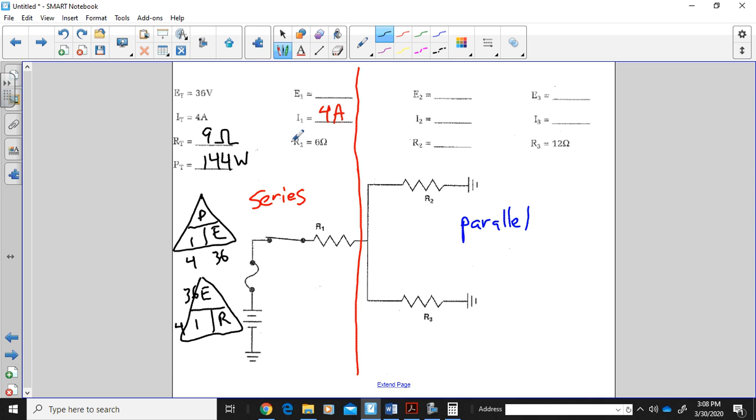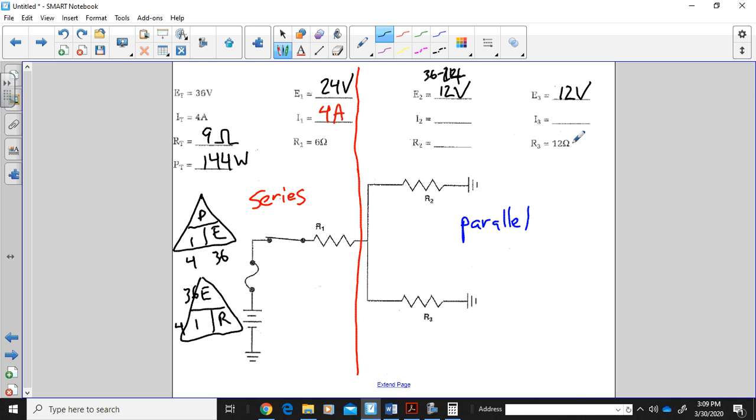All right, so what else do I know? And what else can I calculate? So in my EIR triangle, I can do I times R, so I can do 4 times 6, so I can get 24 volts up on top. 36 volts total, 24 volt drop here, which means I have 36 minus 24, or 12 volts on this side. Don't split it up, it's constant in a parallel circuit. So 12 volts, 12 volts.